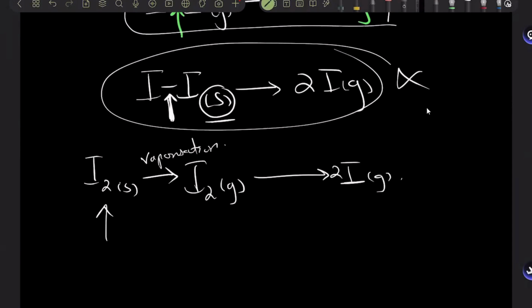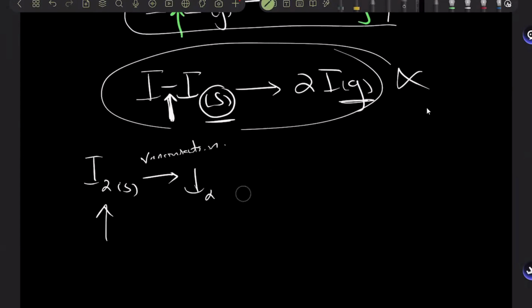So iodine solid to iodine gaseous atoms, that's not bond energy. That's some other energy change which involves vaporization and bond energy, both of them. So it's greater than bond energy's magnitude. So that's why this is not bond energy.